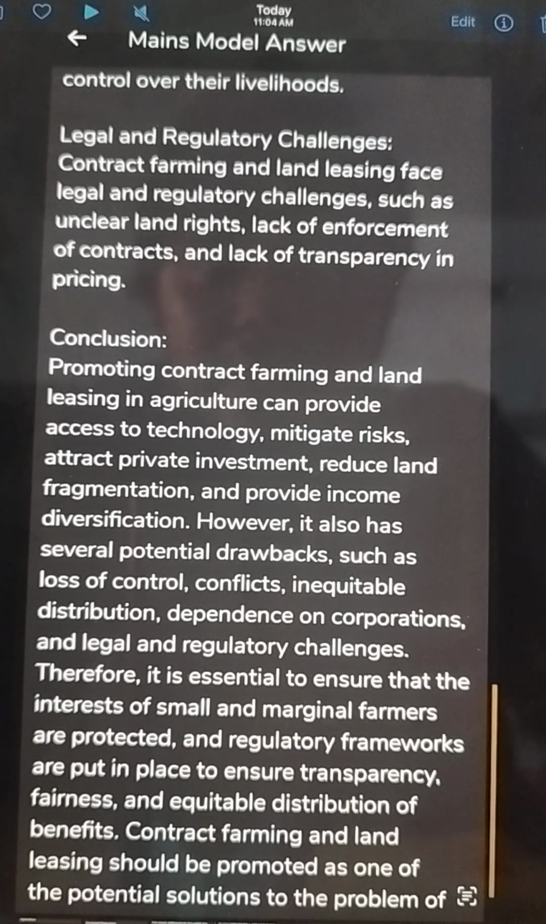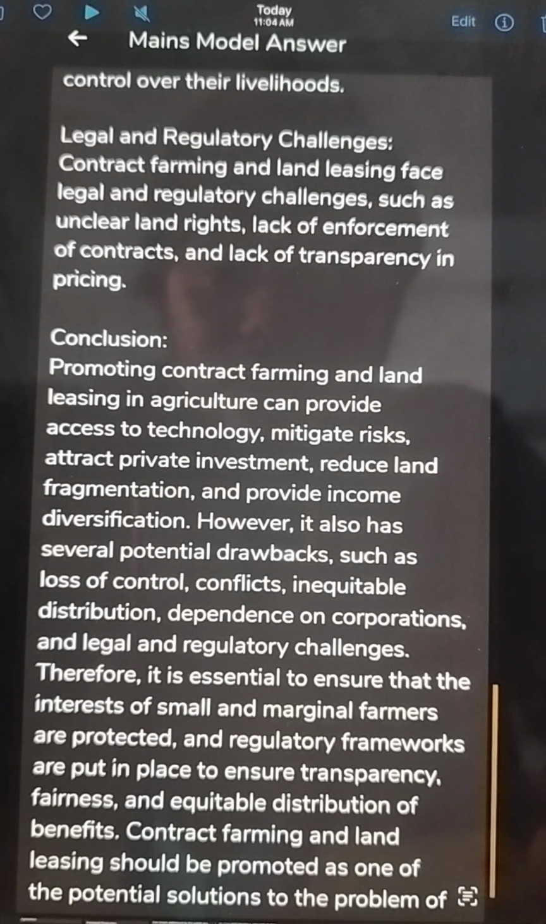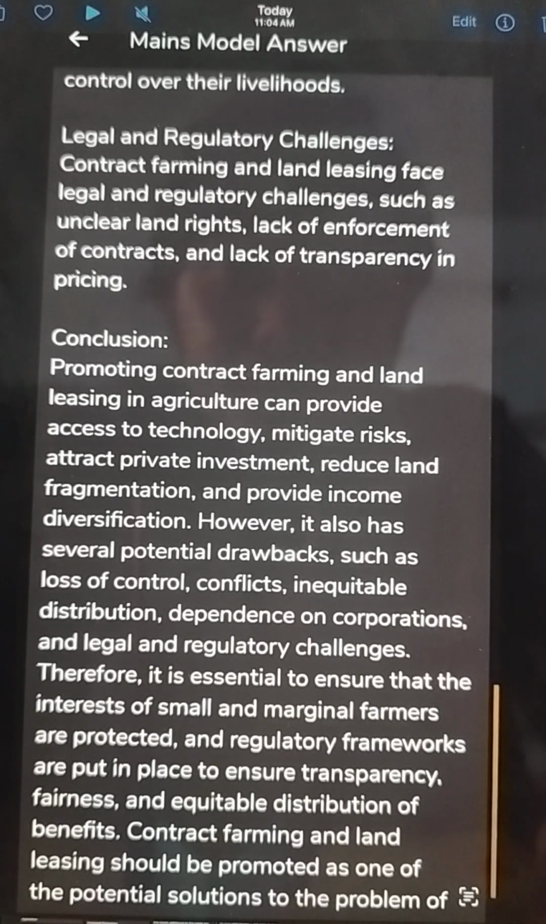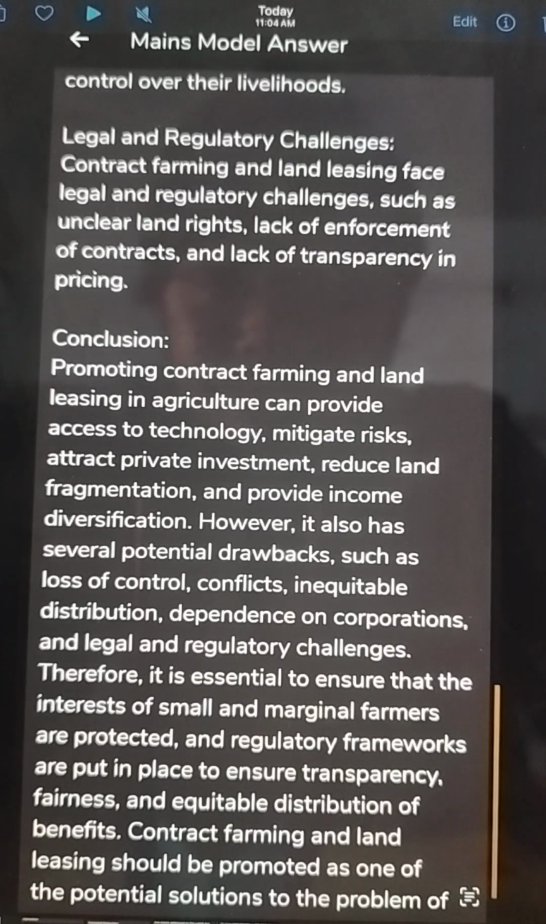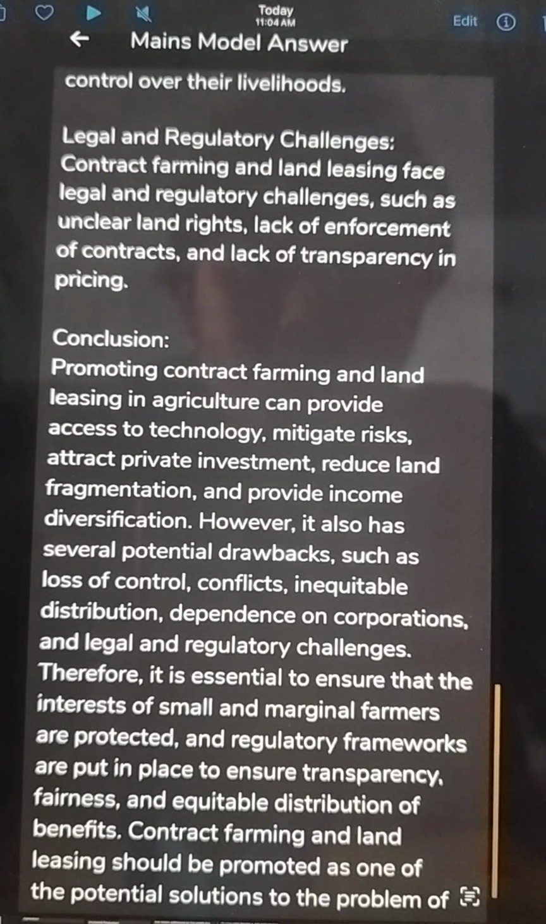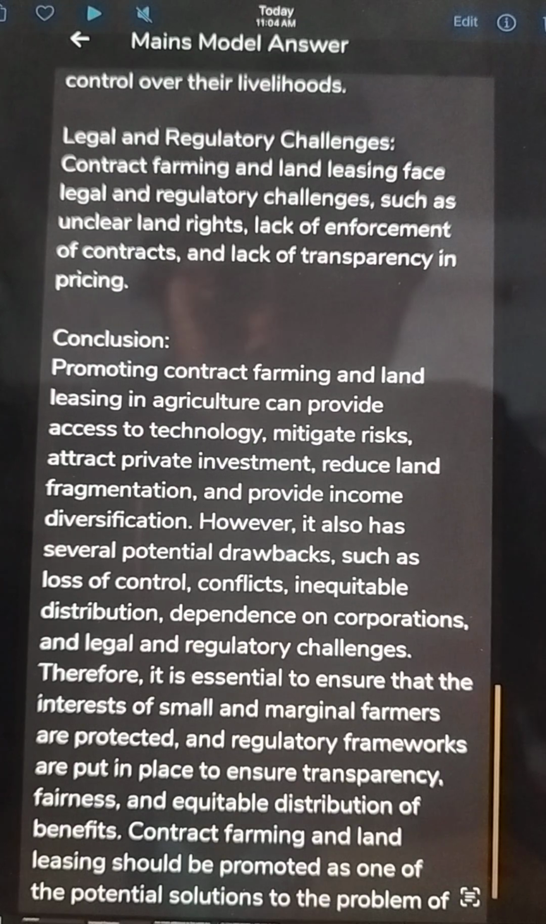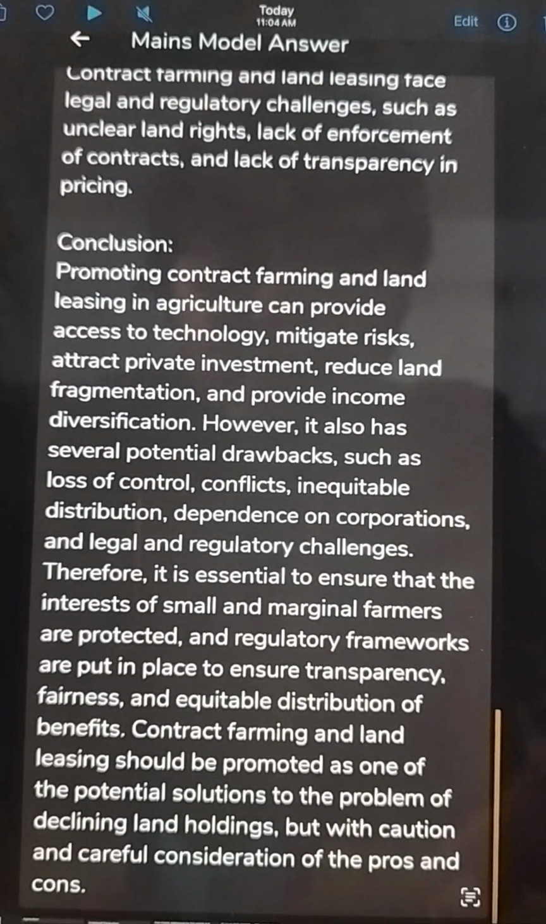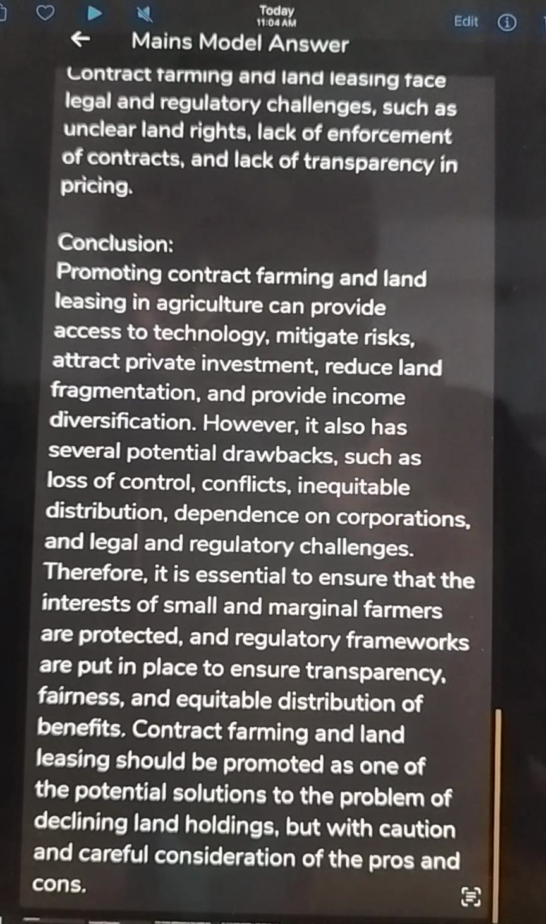Promoting contract farming and land leasing in agriculture can provide access to technology, mitigate risk, attract private investments, reduce land fragmentation, and provide income diversification. However, it also has several potential drawbacks such as loss of control, conflicts, inequitable distribution, dependence on corporations, and legal and regulatory challenges. Therefore, it is essential to ensure that the interests of small and marginal farmers are protected and regulatory frameworks are put in place to ensure transparency, fairness, and equitable distribution of benefits. Contract farming and land leasing should be promoted as one of the potential solutions to the problem of declining land holdings, but with caution and careful consideration of the pros and cons.